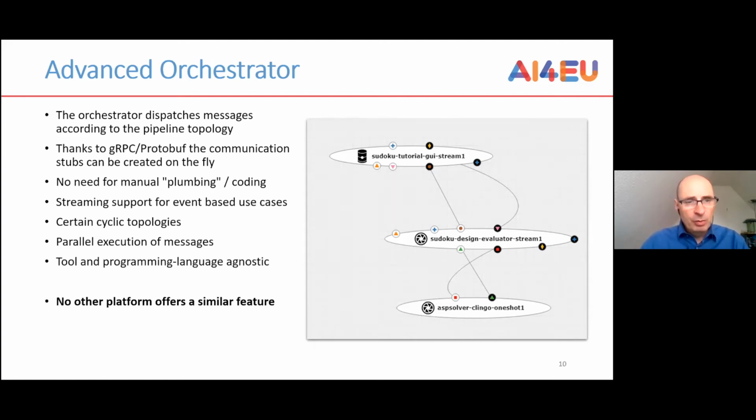We have streaming support. We support certain cyclic topologies. We have parallel execution of messages, so the orchestrator is multi-threaded. And it's, of course, tool and programming language agnostic. To my knowledge, there's no other AI platform that offers a similar feature. So I think this is really a unique selling point.